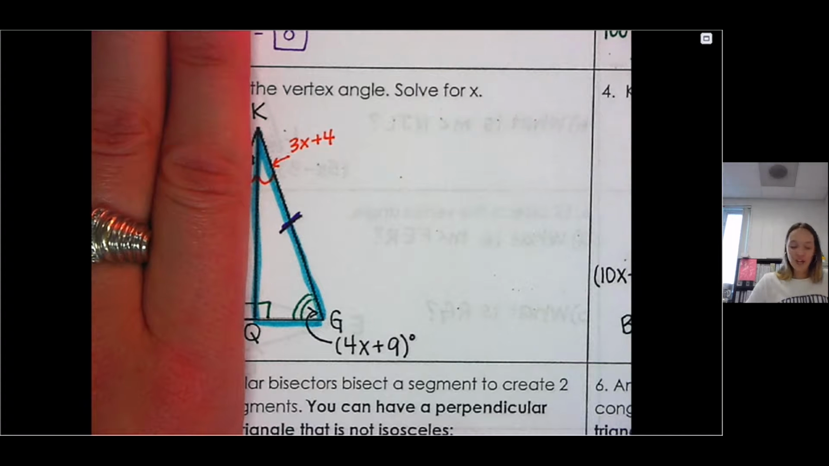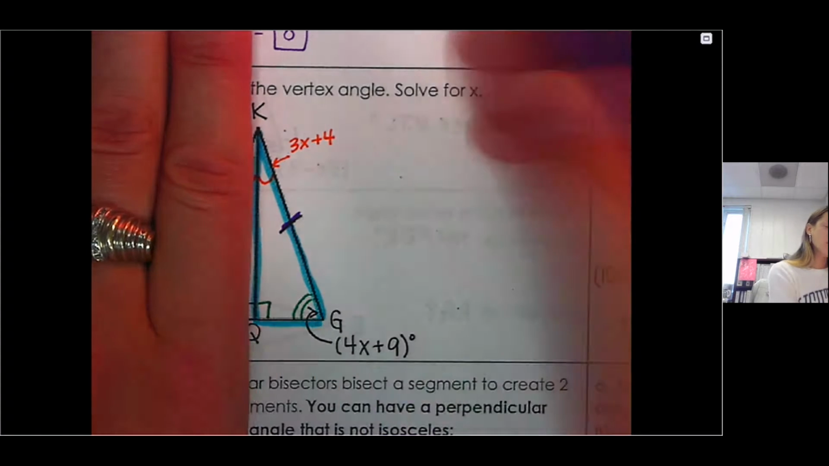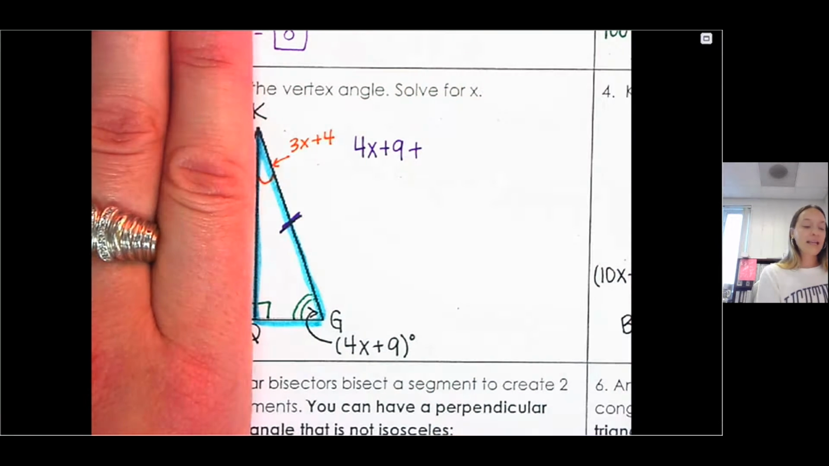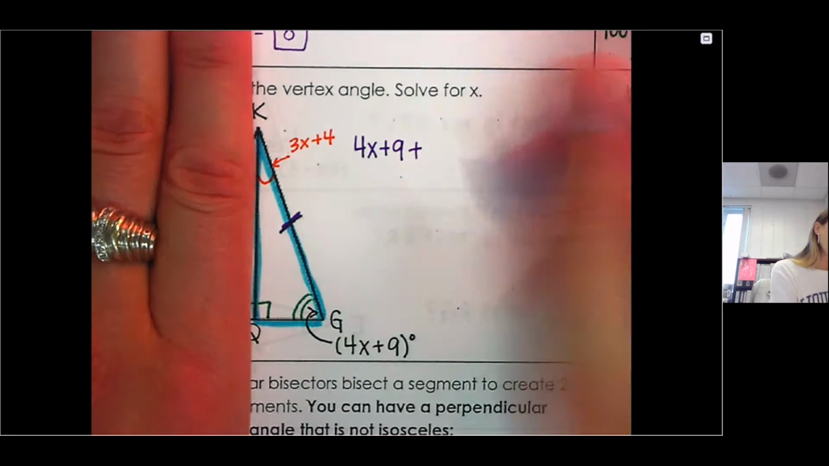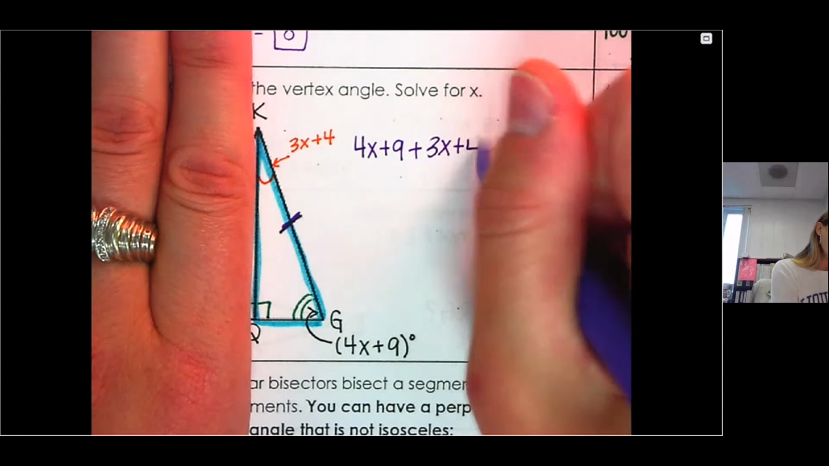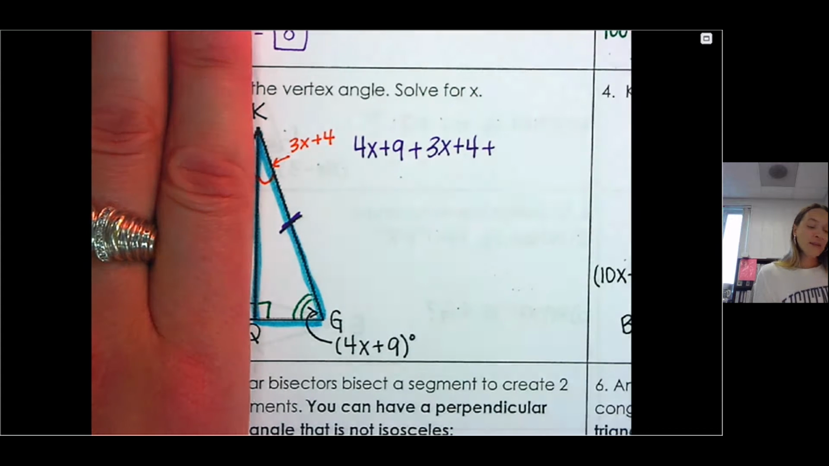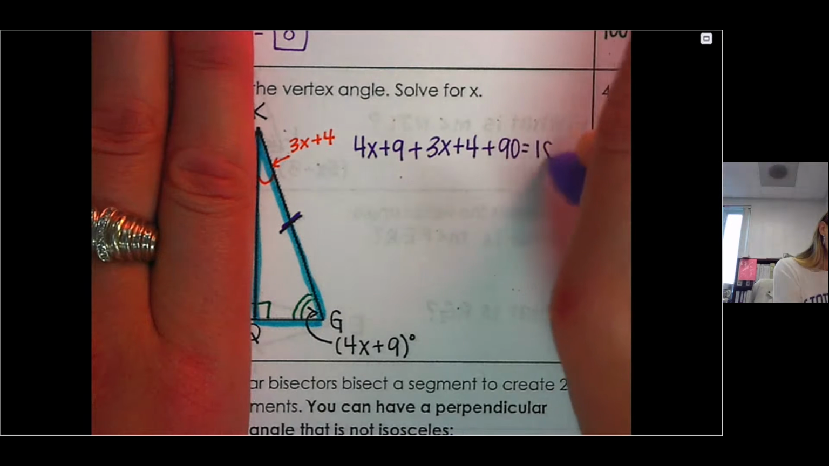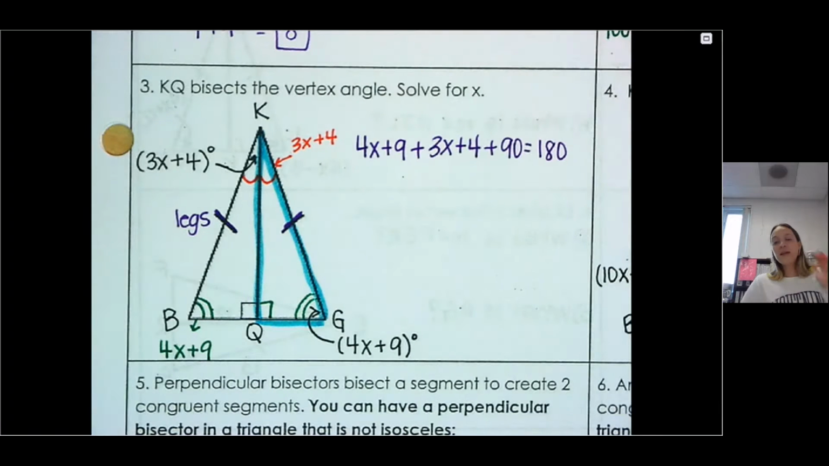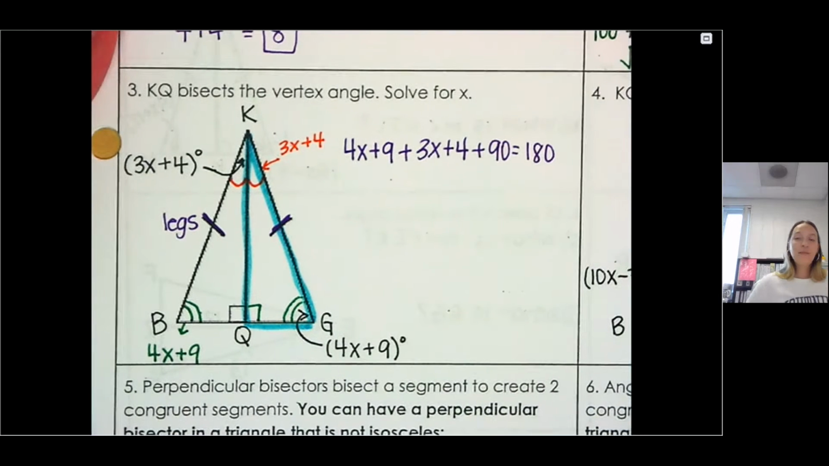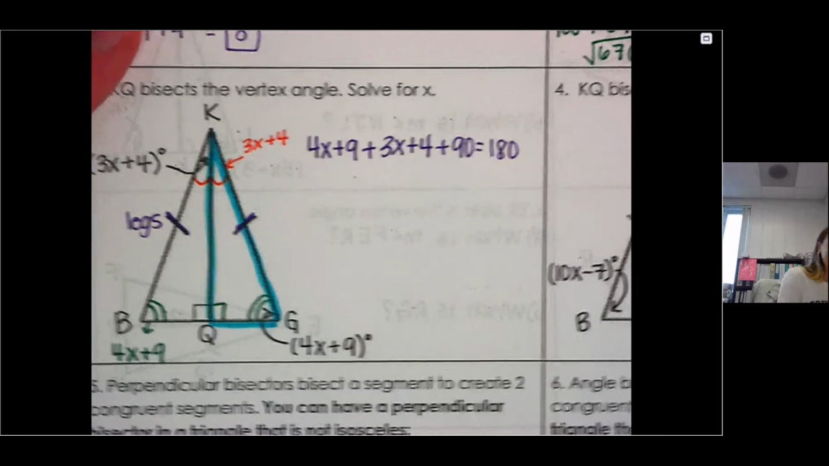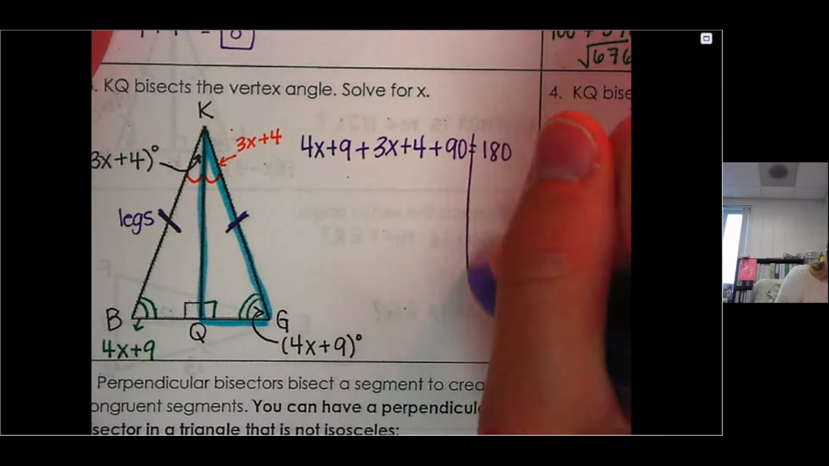Perfect, good. So essentially all you're doing is a very long algebra problem. You're saying, here's my first piece, 4x plus 9, plus my second angle is 3x plus 4, plus my last angle is, don't forget about that, 90, and it's equal to 180. And then guess what this is, my dears? It's your fave. It's algebra. I know you guys love it so much. What should I do first?